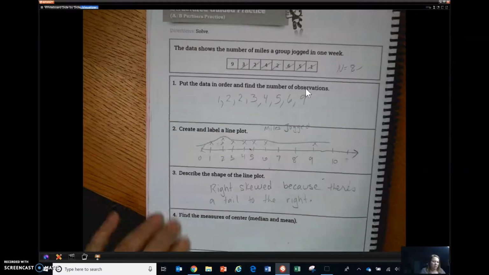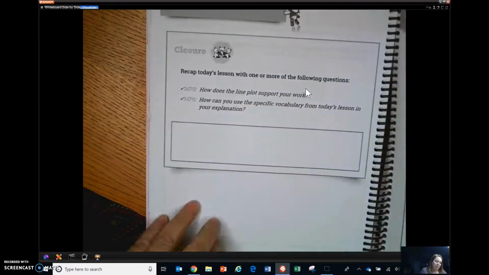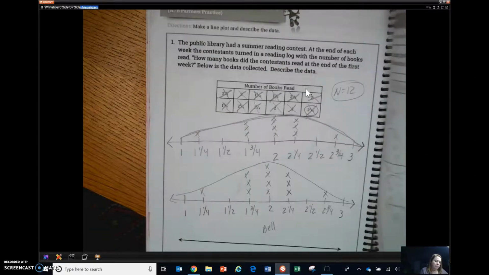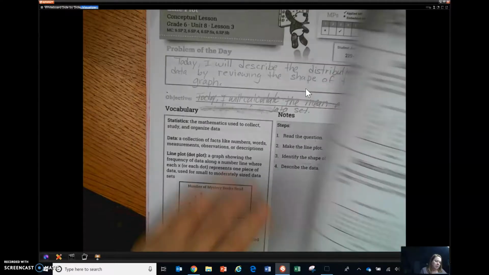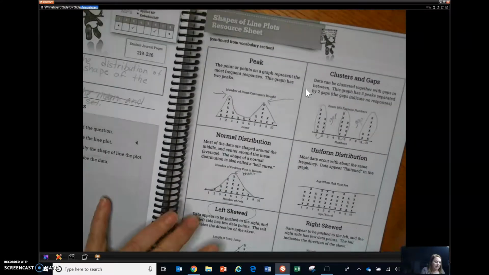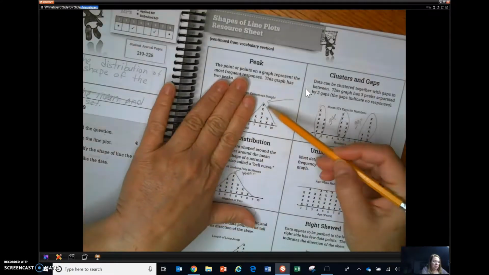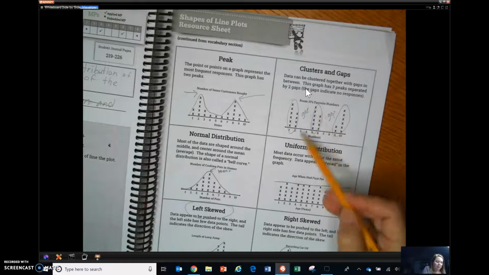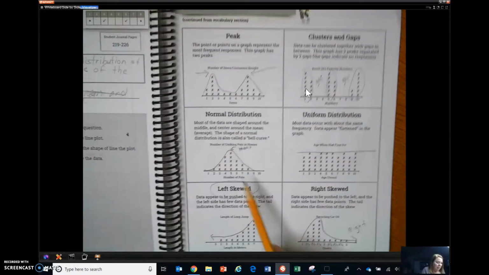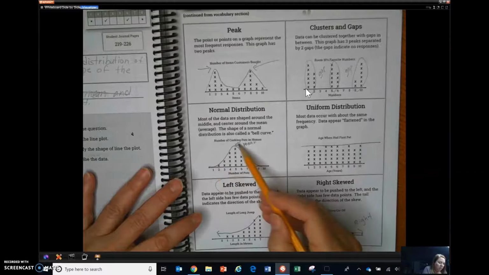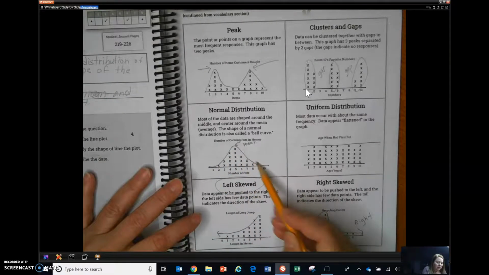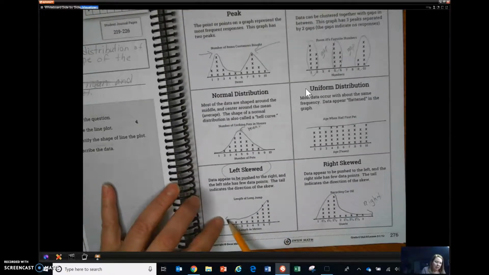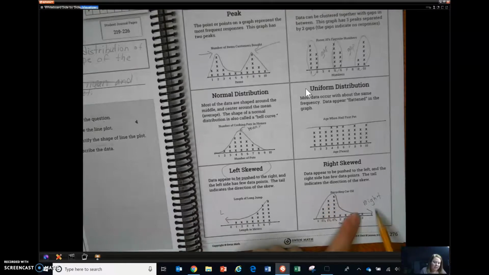So if you guys remember, there's that page, and you might even make yourself a note of this page so that you don't have to keep trying to find it in your document. We went over this the other day. This is a peak, so there's one peak. Sometimes you'll only have one peak, sometimes two. Clusters and gaps have a gap of information. There's nothing in the middle. Mean or a normal distribution, we also called it a bell because it just looks like a hill. Uniform is straight across. Left skewed has the tail going to the left. Right skewed has it to the right. Okay.